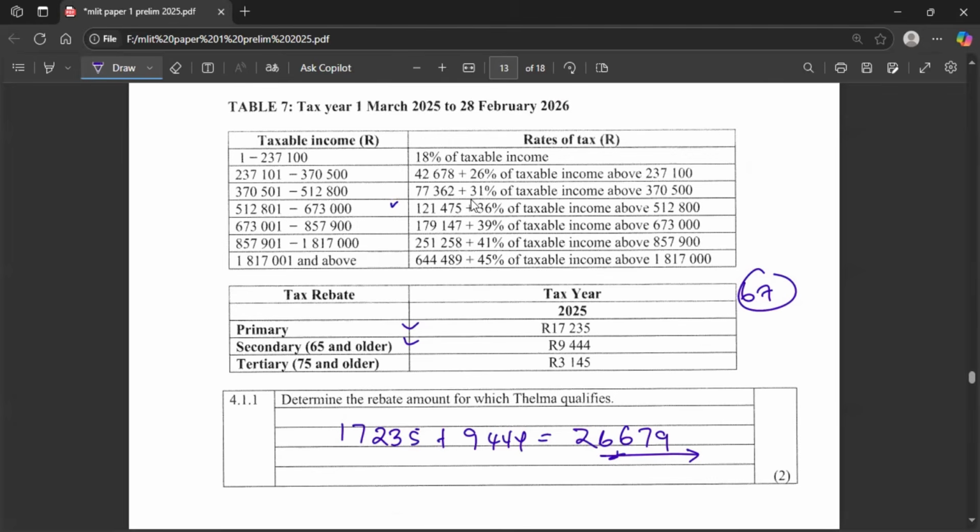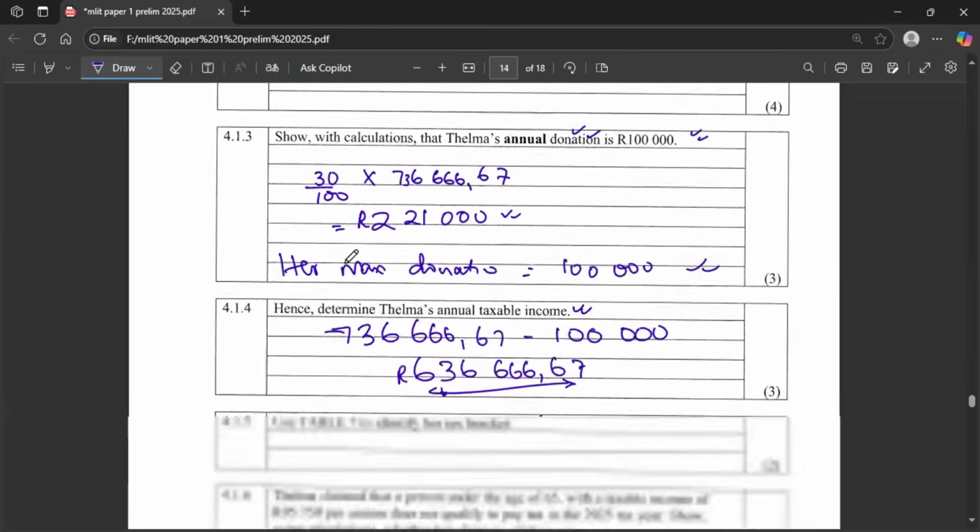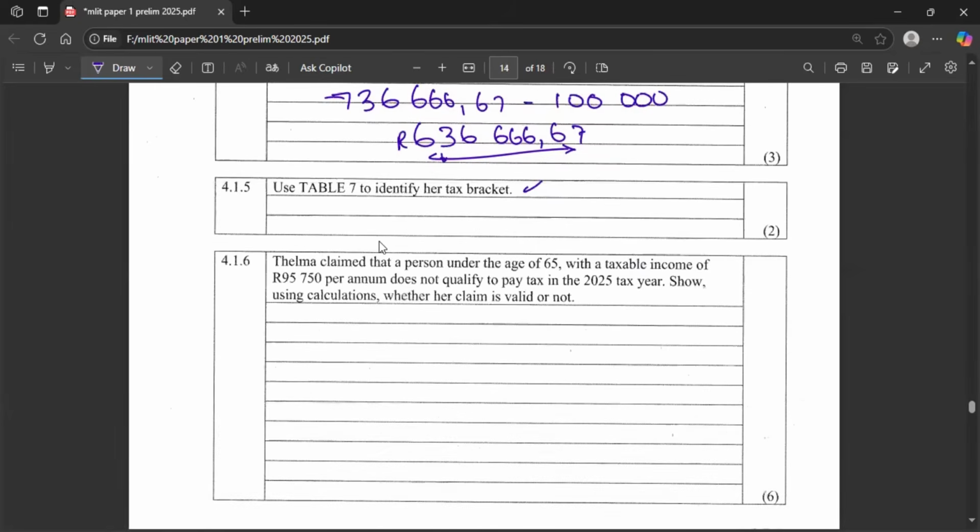636, I think it is this bracket. So bracket 1, bracket 2, bracket 3, bracket 4. So just tell us it is tax bracket number 4. Okay, that is tax bracket number 4.